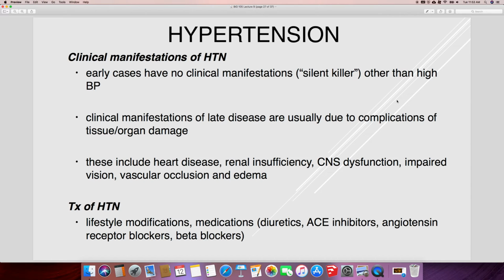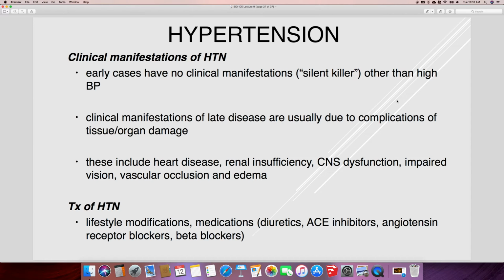Clinical manifestations. So typically, in early cases, you have no clinical manifestations. That's why it's sometimes called the silent killer. But chronic untreated hypertension can lead to clinical manifestations like heart disease, CNS dysfunction, headaches, problems with eyesight, kidney issues, the list goes on and on.